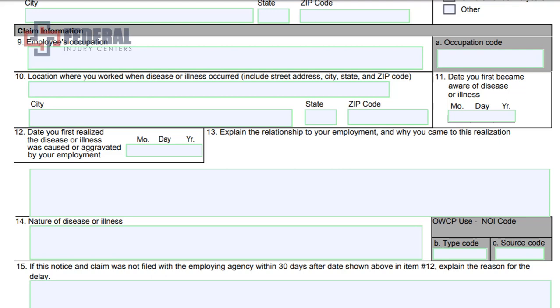You didn't realize it was connected to work at that point. You just thought maybe you had a sore wrist. This could literally be any other type of injury, worn out knees, aching back, or any other type of injury that developed over 2 or more work shifts. This date here in box 11 is the date that you first realized you had a problem.